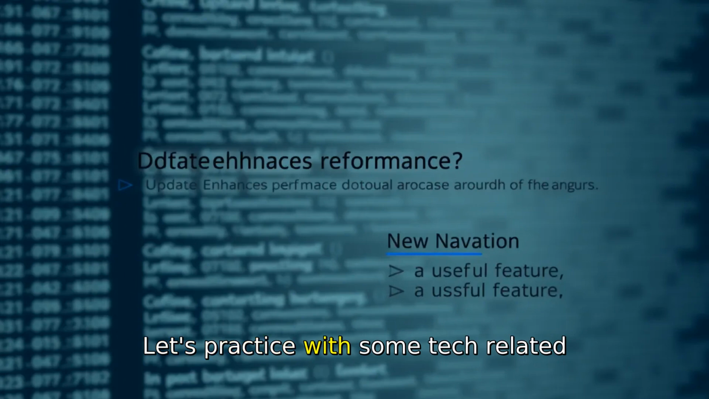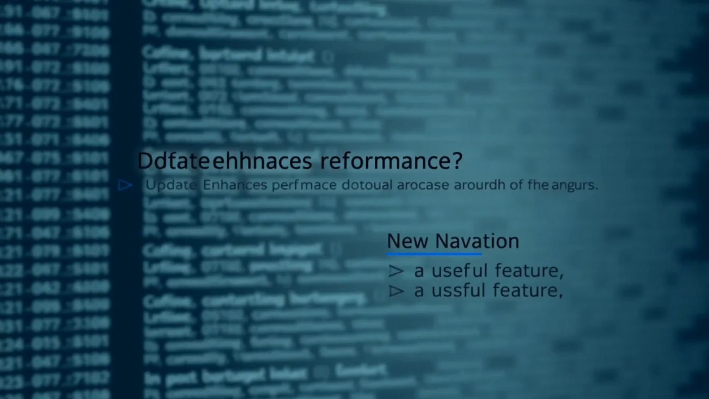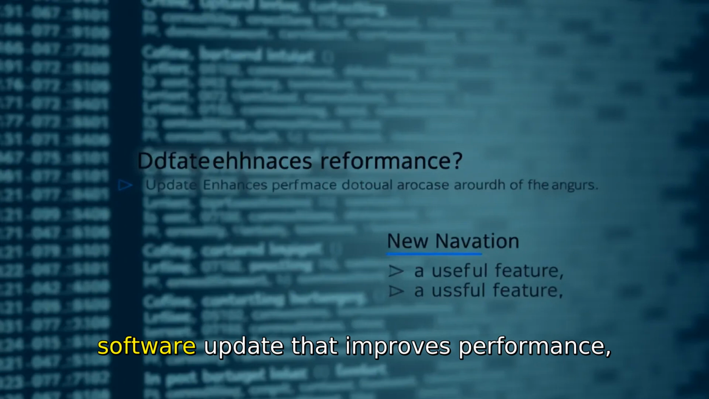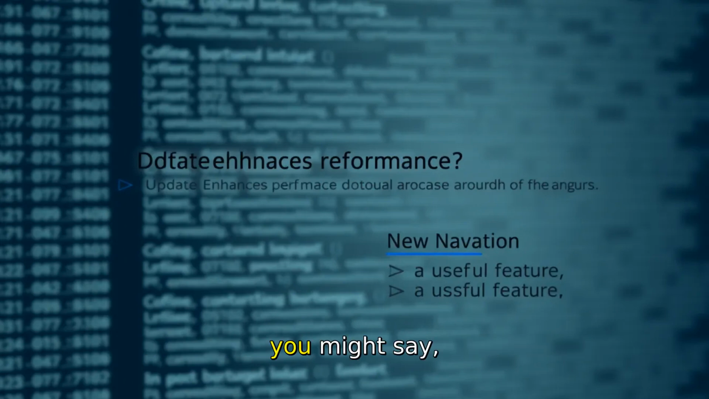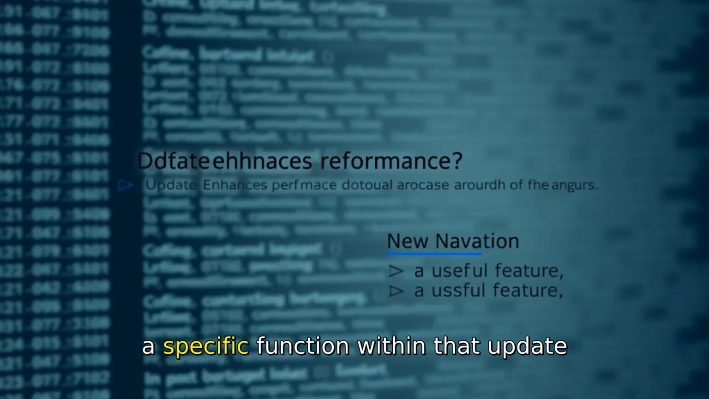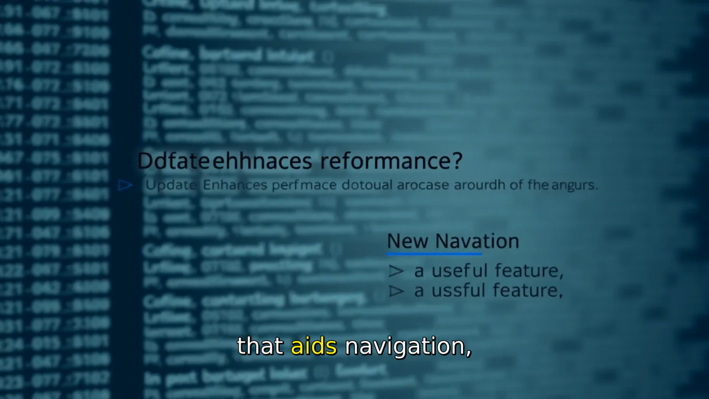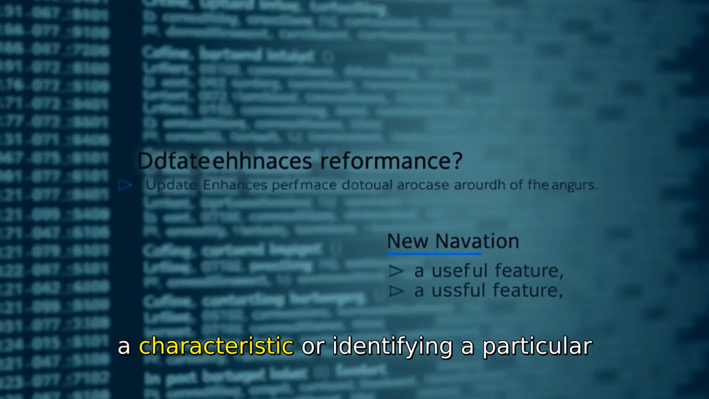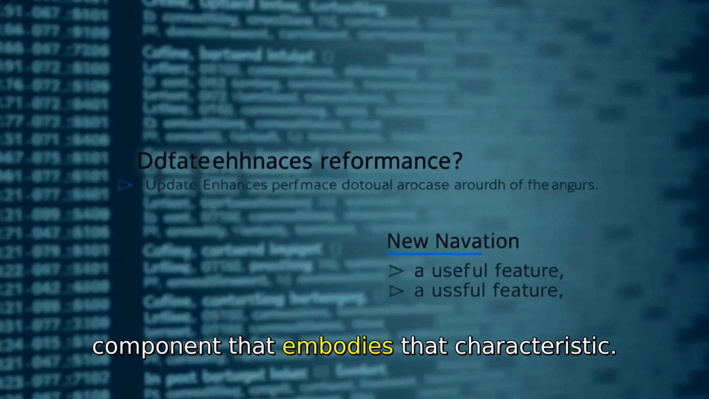Let's practice with some tech-related examples. If you're referring to a general software update that improves performance, you might say, "this update is useful." You're commenting on the nature of the update itself. However, if you want to point out a specific function within that update that aids navigation, you would say, "this is a useful feature." It's about whether you are describing a characteristic or identifying a particular component that embodies that characteristic.